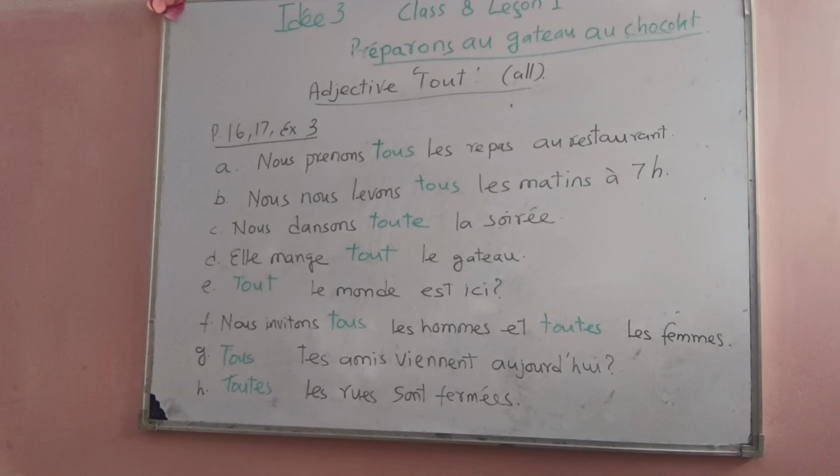C. Nous dansons toute la soirée. We dance all the evening, all the night. D. Elle mange tout le gâteau. She eats all the cake. E. Tout le monde est ici. Everyone is here. Tout le monde, everyone or everybody. F. Nous invitons tous les hommes et toutes les femmes. We invited all the males and all the females.